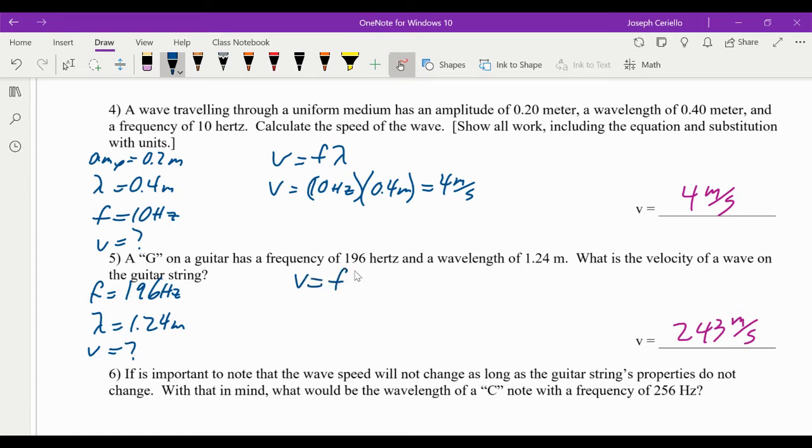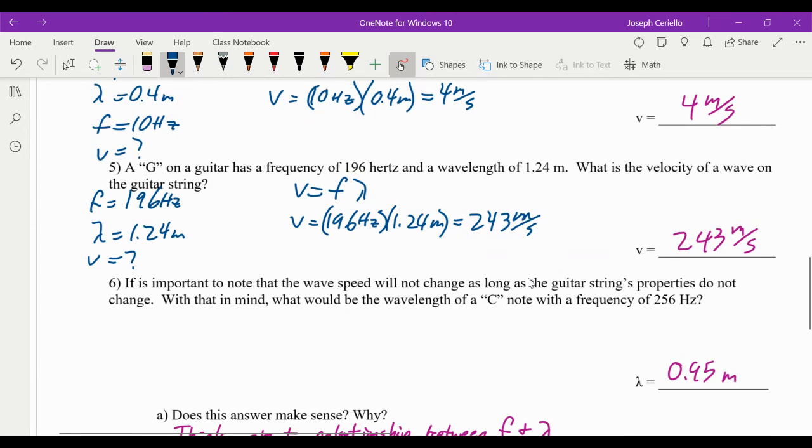v equals f lambda. v equals, f is 196 hertz, lambda is 1.24 meters, which kind of makes sense. That's about the length of a guitar, a little over 4 feet, I think. So that's equal to about 243 meters per second.